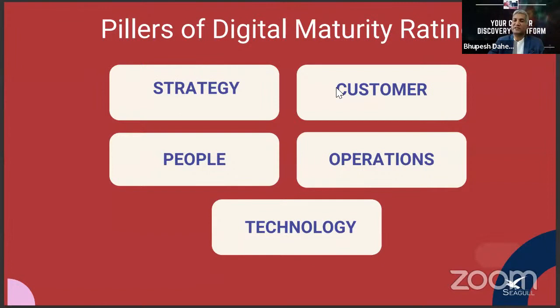So how are these 4 or 5 pillars facilitated by your digital technologies? Are they fragmented? Are they in sync? How are they enabling implementation of your strategy through the operating model, right? How is your customer experience? How are you empowering your own people? So this maturity framework is around these 5 pillars.